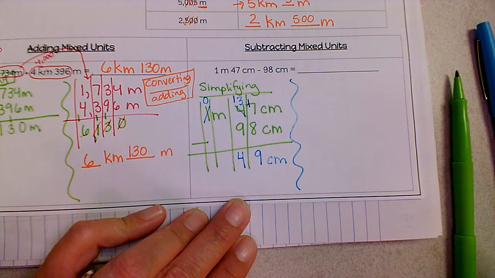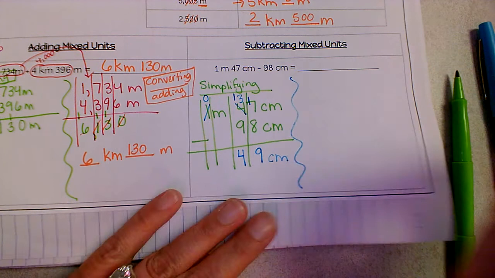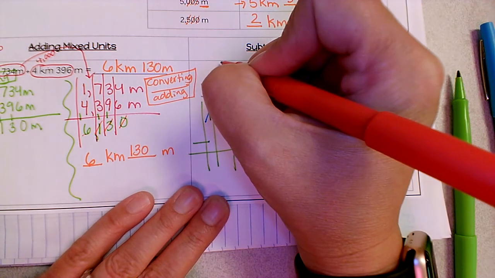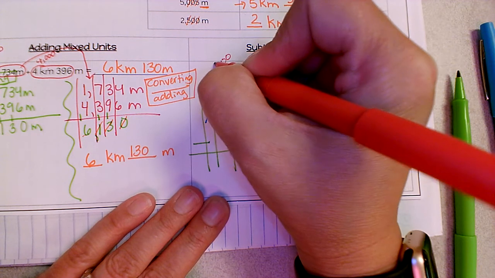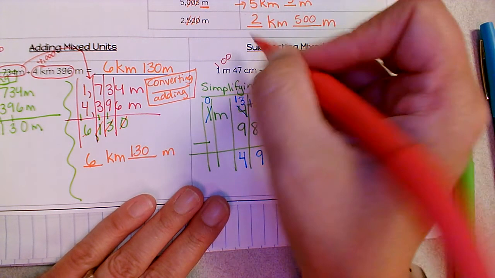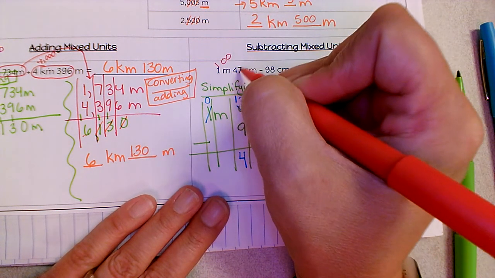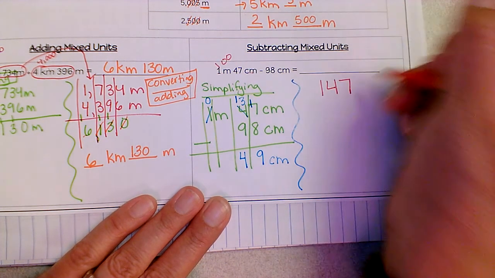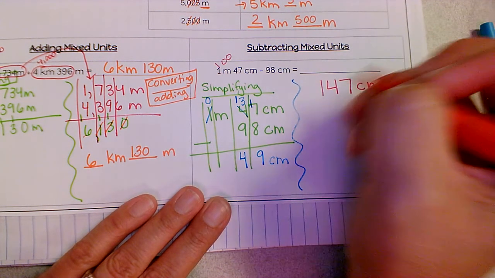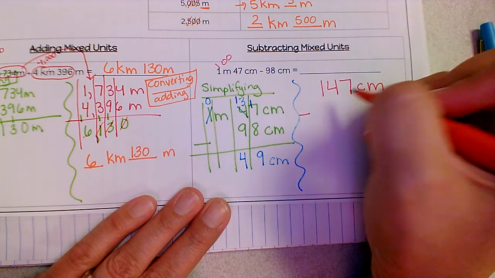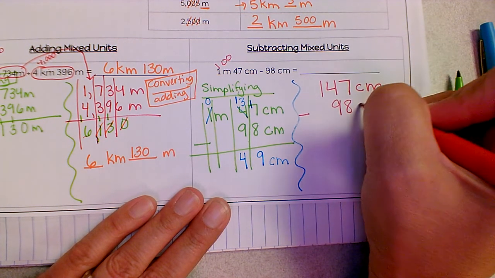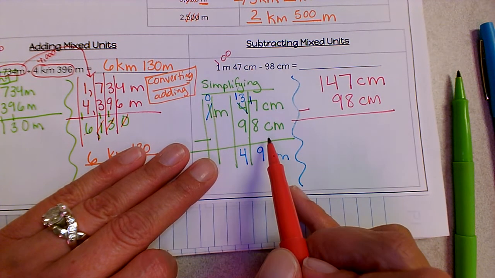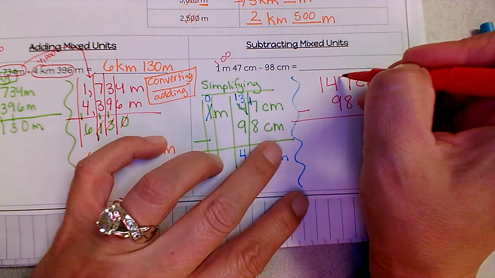I could convert it. So I'm going to come over here to converting. I know that 1 meter to centimeters, I'm going to add 2 zeros. So that 1 and I add 2 zeros is 100. Well, I know 100 plus 47 becomes 147 centimeters. Minus, I don't have to convert this one because it only has centimeters, 98 centimeters. Oh, look. Do you see the similarity? So you have to decide what's easiest for you.